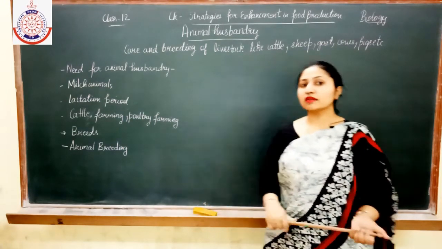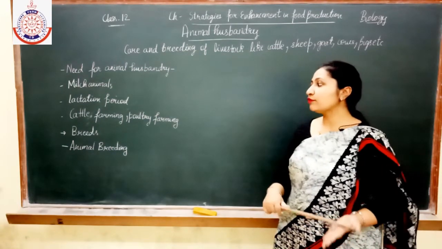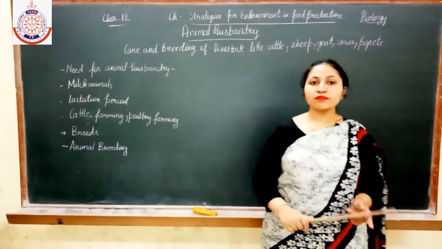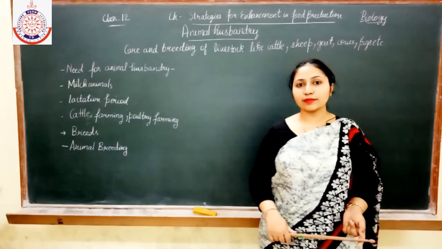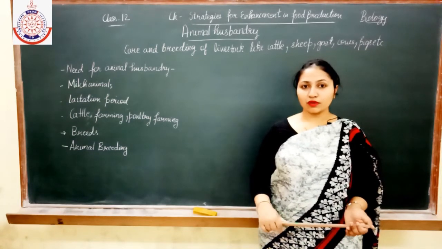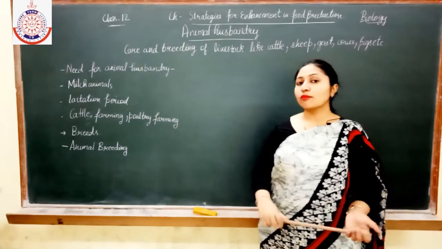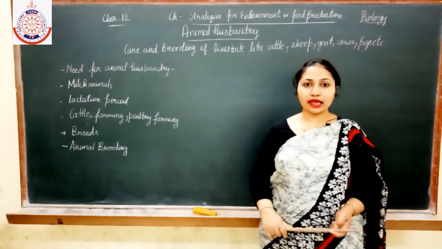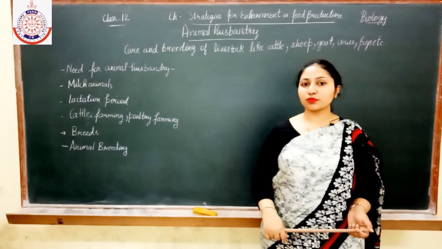Now next, cattle farming and poultry farming. What is the need for cattle farming? Cattle farming has two purposes, all of you know. One is for milk production, and second is for draught labor, meaning the animals which are used in the agricultural fields for tilling, etc. Now next is poultry farming. What is the purpose of poultry farming? That is to get eggs as well as meat, for egg production and meat production.